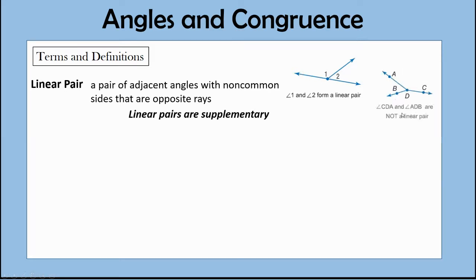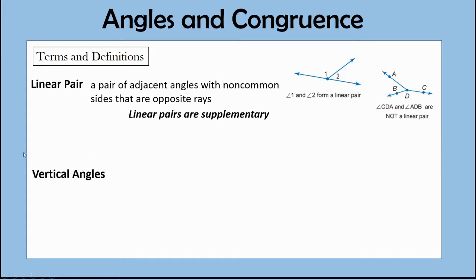Here's an example of a non-linear pair. If you look at angle CDA, this angle, and ADB, this angle, they're adjacent because they share a common side, but their non-common sides, which would be D to C and D to B, don't make a straight line. So that's not a linear pair. Okay, that's how that works.